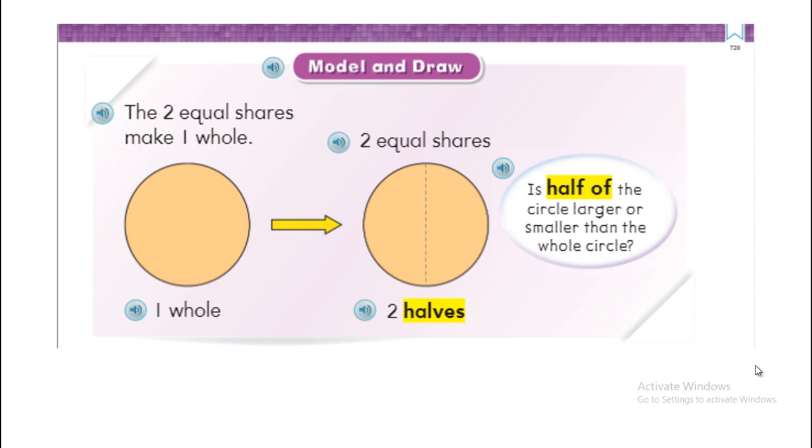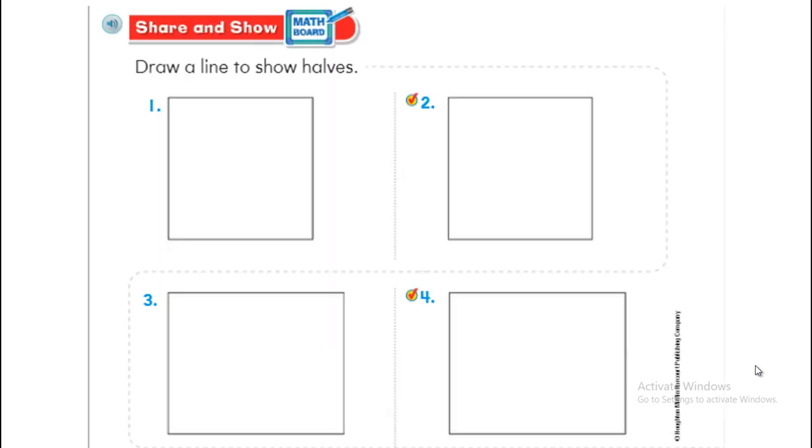Is the half larger or smaller than the whole? The half? Of course it is smaller. You cut the whole. You took only one part of it and you call it a half. Now it is smaller than the whole circle. Now let's do these questions.